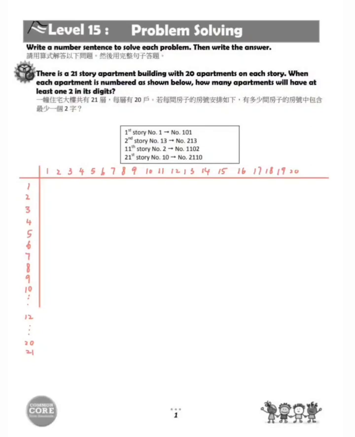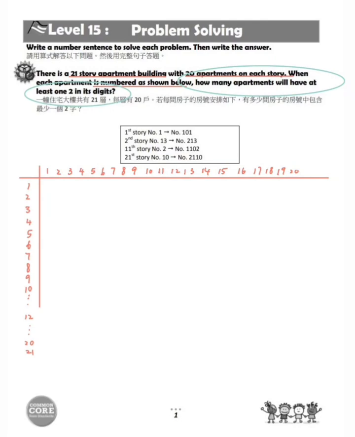Let's turn to page 1. There is a 21-story apartment building with 20 apartments on each story, when each apartment is numbered as shown below. And now asking you how many apartments will have at least one 2 in its digits.